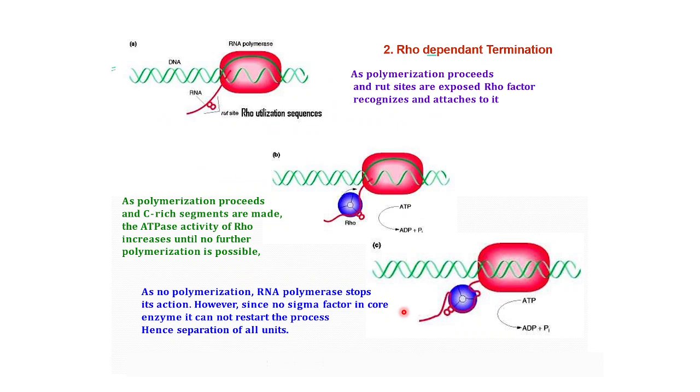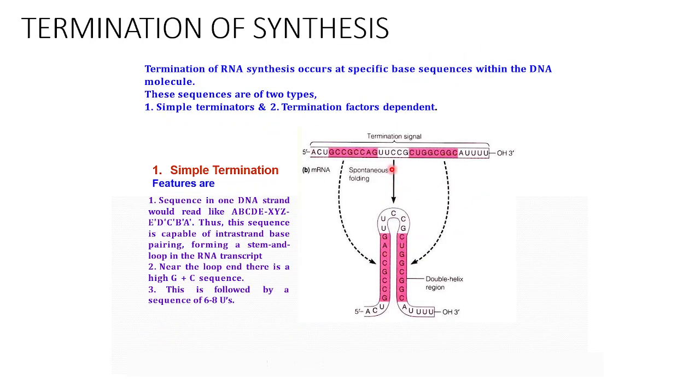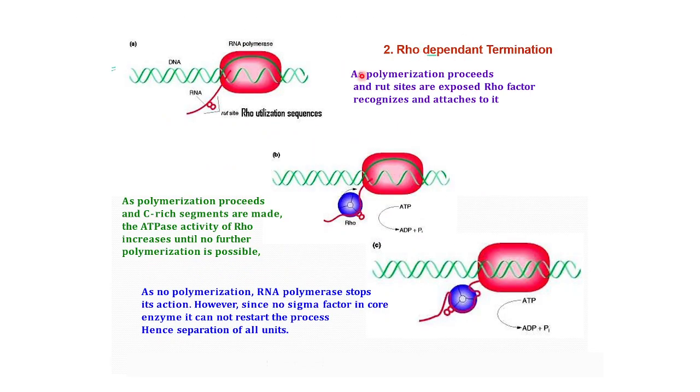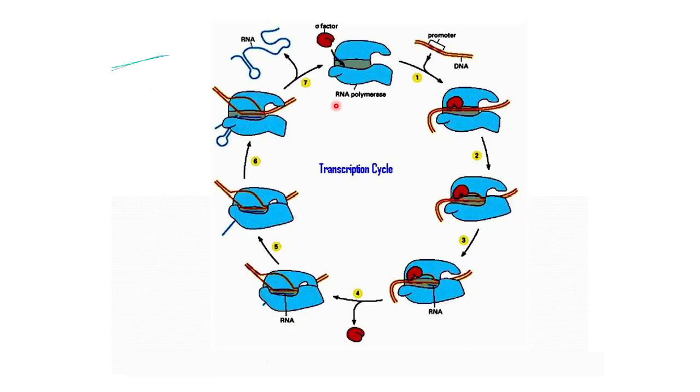So that's simple termination. And the other one is factor dependent termination, that's the rho dependent termination. As the polymerization proceeds and cut sites are exposed, rho factor recognizes and attaches to it. Now as the polymerization proceeds and C-rich segments are made, the ATPase activity of the rho increases until further polymerization is prevented. Now as no polymerization occurs, the RNA polymerase stops its action. However, since there is no sigma factor in the core enzyme, it cannot restart the process. Hence there is separation of all the units and the mRNA gets released.